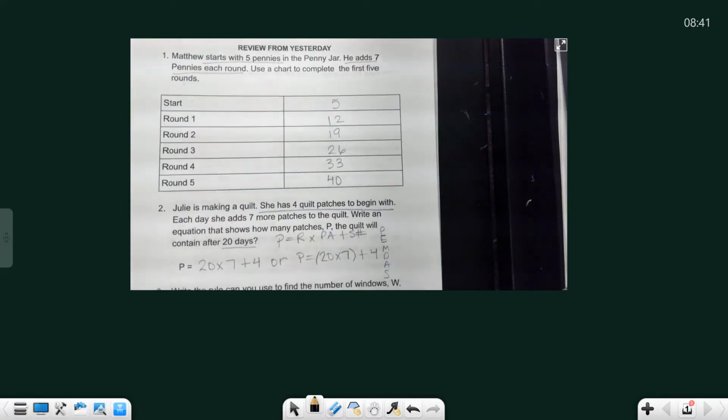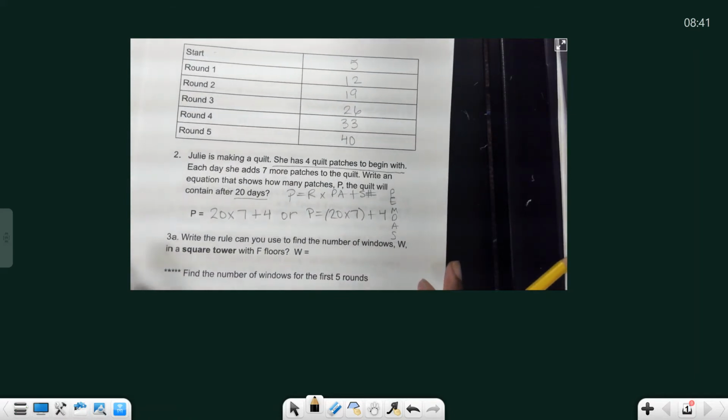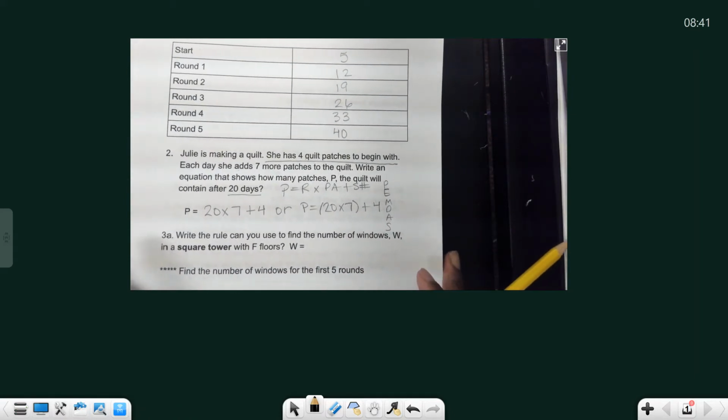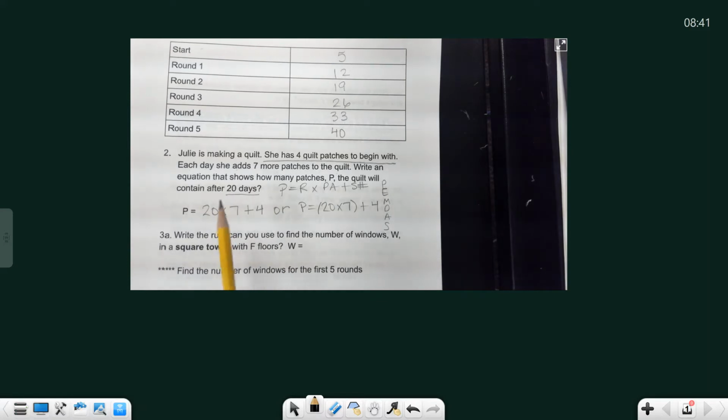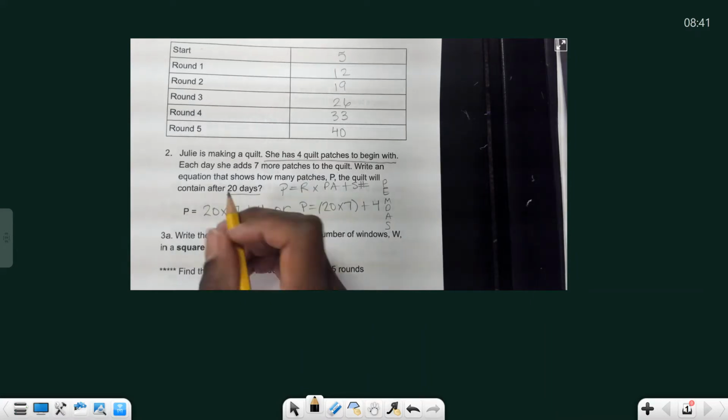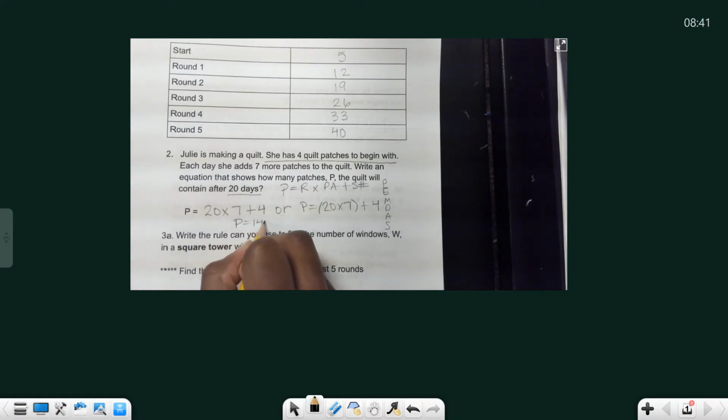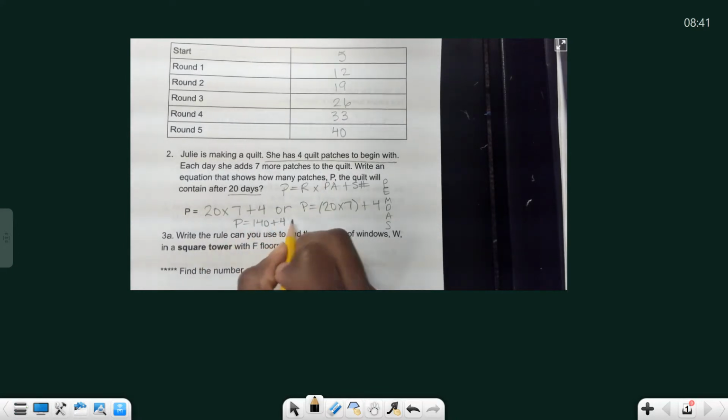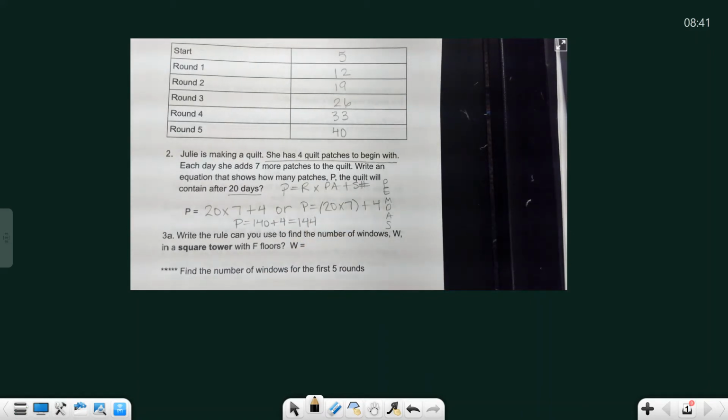Oh, let's go back. Let's solve it. So we have the expression here. If we're going in PEMDAS, we do multiplication first. What's the first thing you're doing? 20 times 7. What is the answer? 140. So P equals 140 plus 4 equals 144. So she should have 144 quilt patches after 20 days.